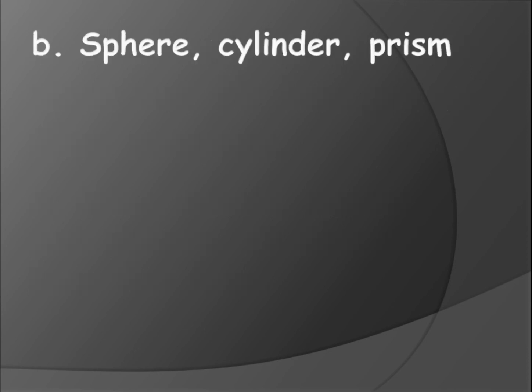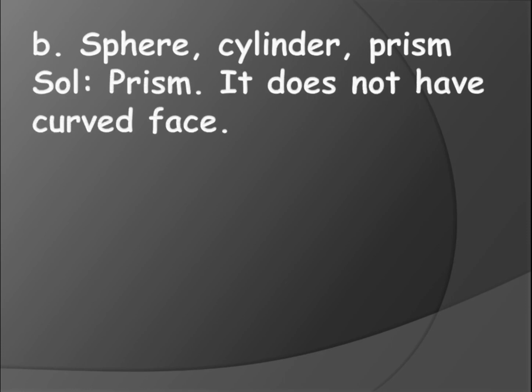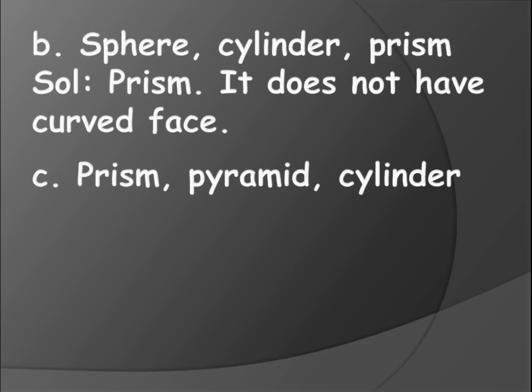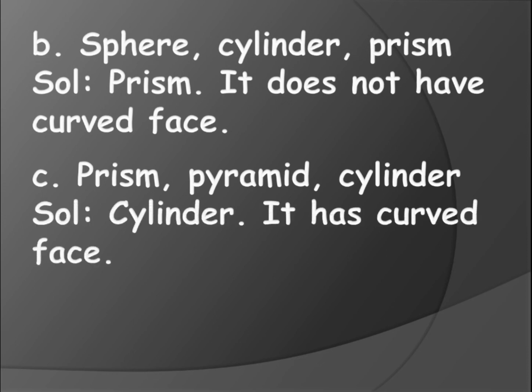Okay, next, sphere, cylinder and prism. So sphere and cylinder have curved face, isn't it? And prism has flat face. So prism does not have curved face. What does it have? It has a straight flat face. Okay, so that's what you will mention. Next, prism, pyramid and cylinder. So in this, cylinder has a curved shape, isn't it? So you will write cylinder because it has a curved face.